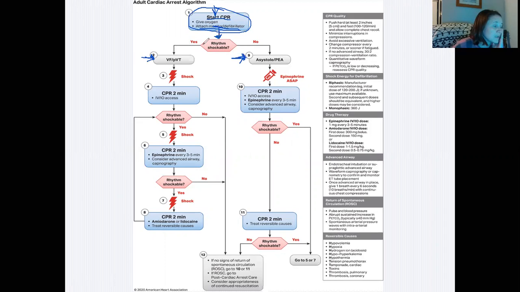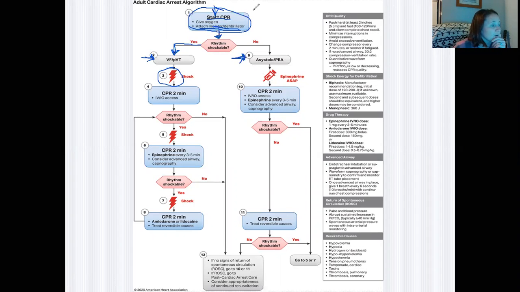So let's start with shockable. You've got a shockable rhythm. We've got our patient in VFib over here. So what are we going to do? We've started CPR, we attach them, we determine they're in VFib. As soon as that happens, we're going to shock. That's what we're going to do. Shock, shock. First things first.